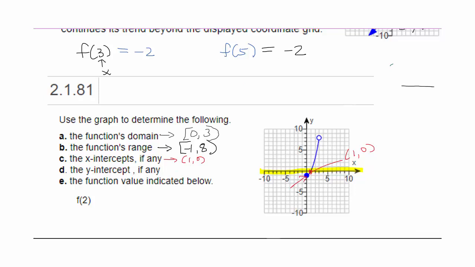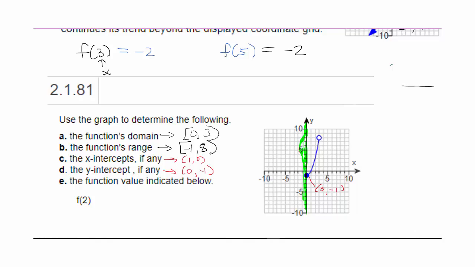Now let's find the y-intercept, if there is one, which there is. Looking along the y-axis this time, we definitely intersect the graph at the point 0, negative 1. So that's going to be our y-intercept: 0, negative 1.